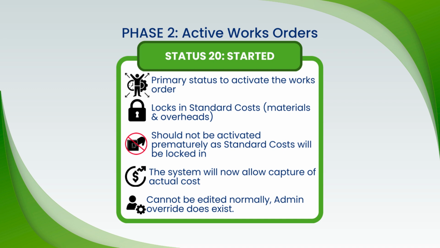Since the works order is now regarded as active, the system will now allow users to capture the actual realized costs, such as material issues, overheads incurred and production output. These entries will post to the accounting system. On this status, the works order cannot be edited by normal means, but an option still exists to apply an edit via an admin override.